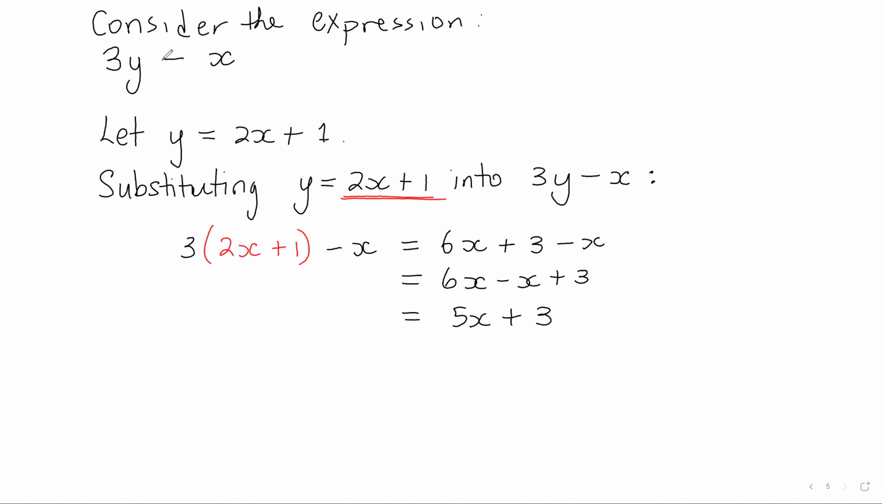So the expression 3y minus x, if y is equal to 2x plus 1, then that expression, when I substitute y is equal to 2x plus 1 into it, will give me 3 times (2x plus 1) minus x, because 3y literally means 3 times y. So 3 times the expression for y, minus x. And then you just remove your brackets and work it out, right? So let's look at another one.